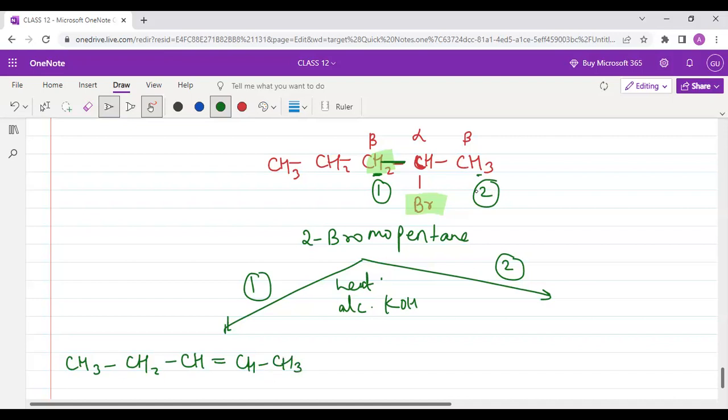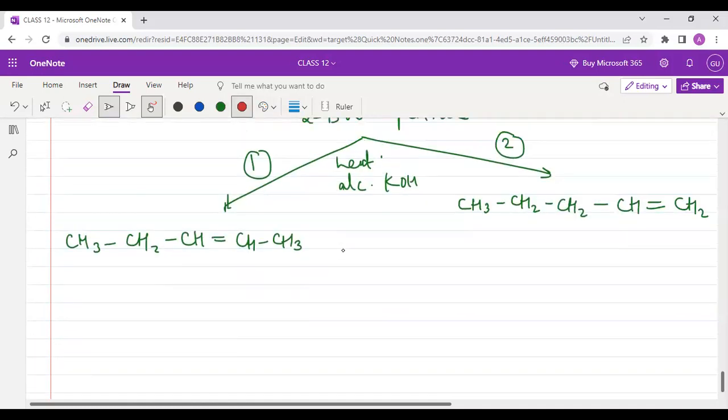Now, if I remove the hydrogen atom from the second beta carbon, we'll get the product CH3, CH2, CH2, CH. From this carbon we'll remove bromine, and from this carbon we'll remove one hydrogen. So now we'll get CH double bond CH. Have you understood this? So we can see that in such examples, more than one alkene is forming. Now we have to decide which one will be the major product.